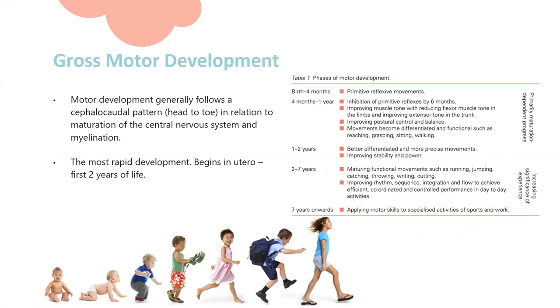From birth to 4 months, we would expect primitive reflexive movements, and from 4 months until 1 year, the inhibition of the primitive reflexes, and then improvement of muscle tone, postural control and balance. 1 to 2 years will be improvement in terms of stability and power. Until 7 years is maturing into functional movements and coordination. 7 years onward will be specialized skills development. Okay, the next slide.